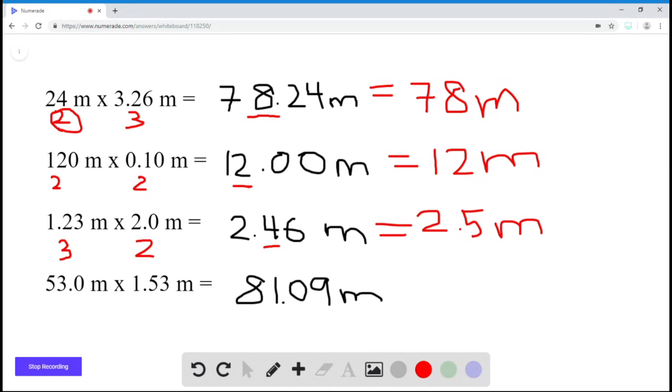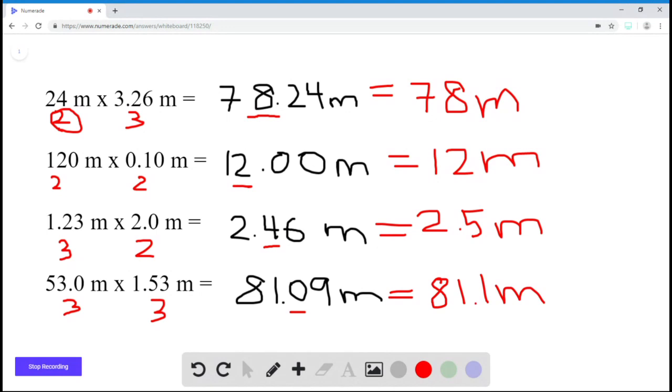And finally, for your last one, you have 3 significant figures and 3 significant figures. So you would have to round this to 3 significant figures. After your 0, you have a 9. So that would round this 0 up to a 1. So it would be 81.1 meters.